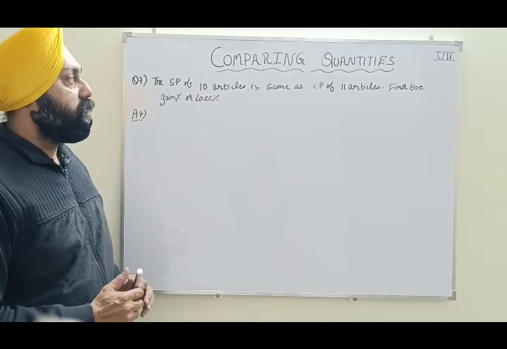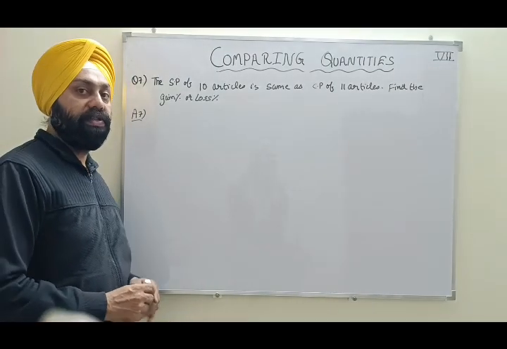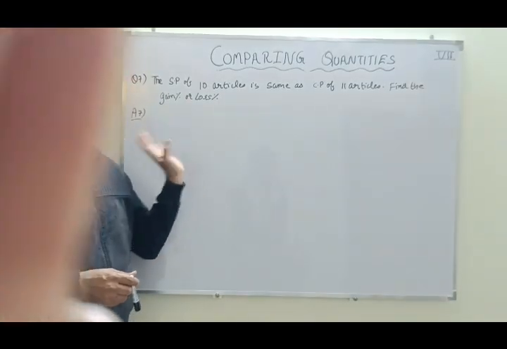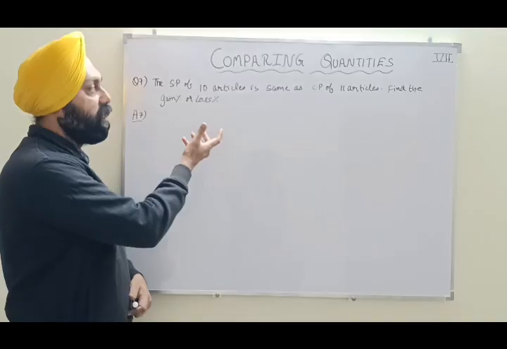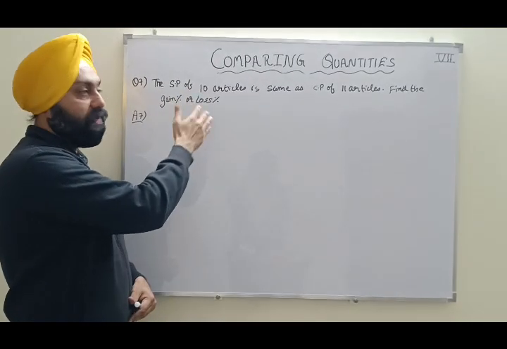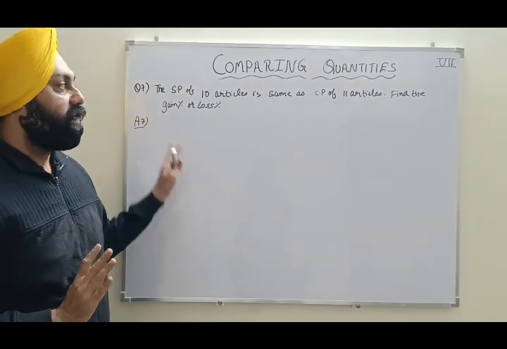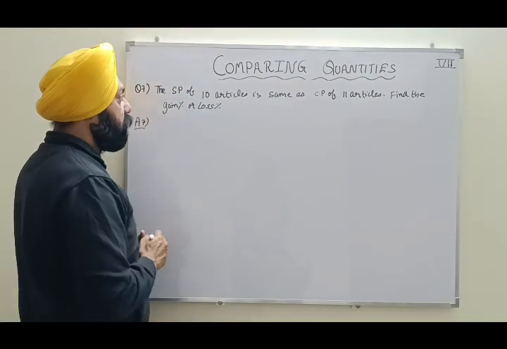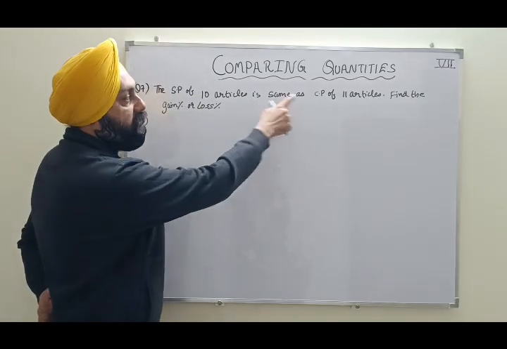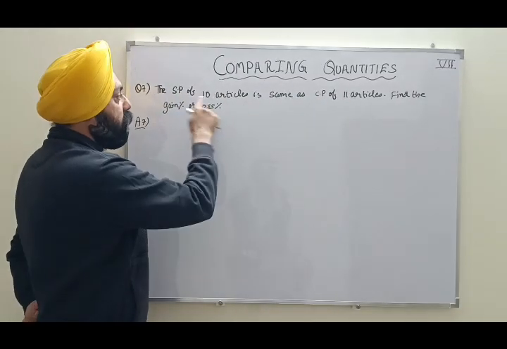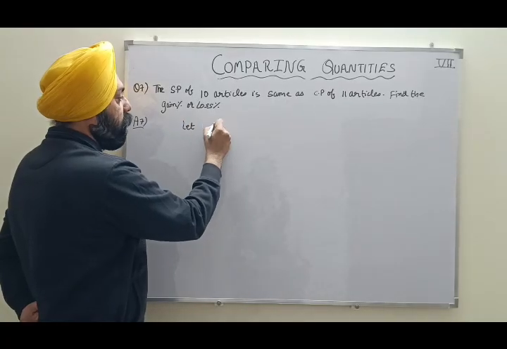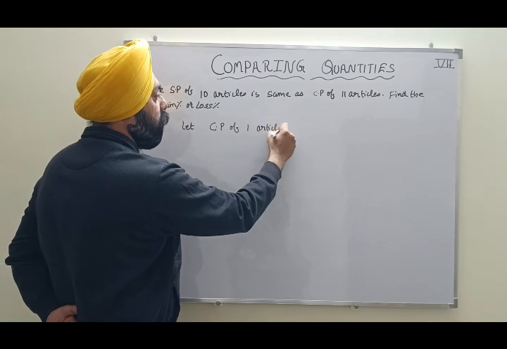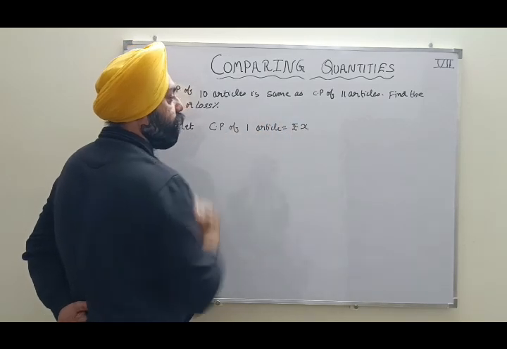So in the previous questions, you can see that SP or CP or profit percent were given in numbers like 200, 260. But here we have not been given any cost price or selling price. We have just been told that the SP of 10 articles is equal to the CP of 11 articles. Whenever questions like these come up, we can use a little bit of algebra. So SP is same as CP of 11 articles. It means let the cost price of a single article be rupees X.